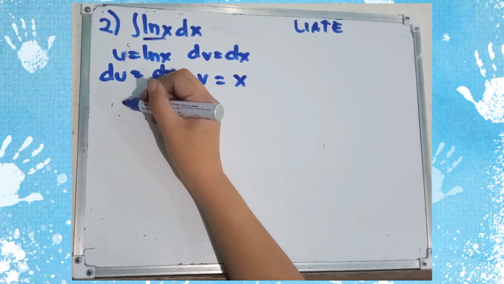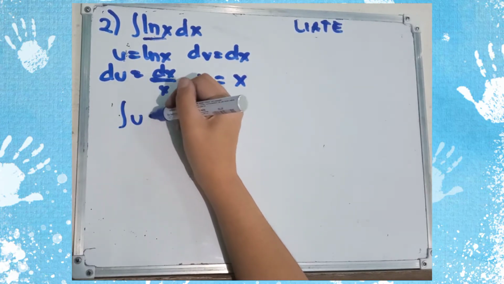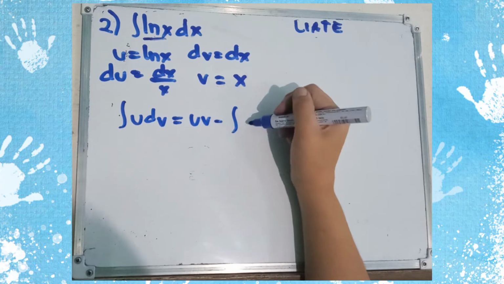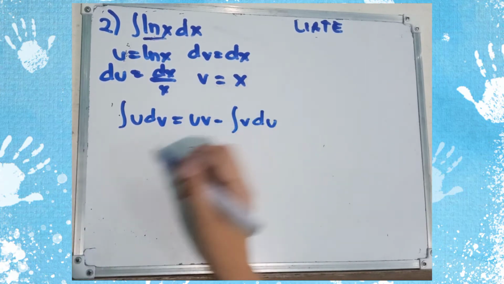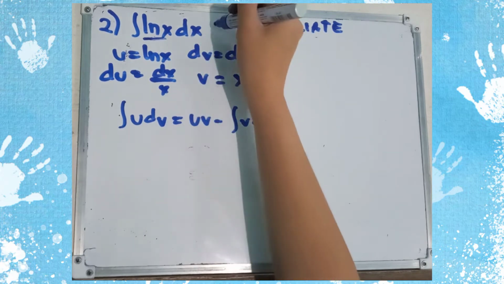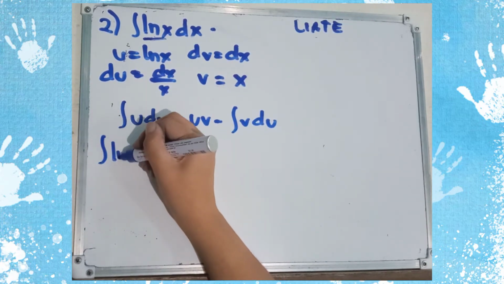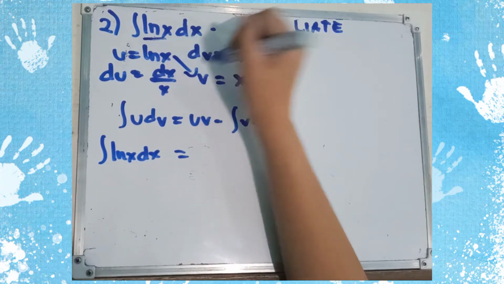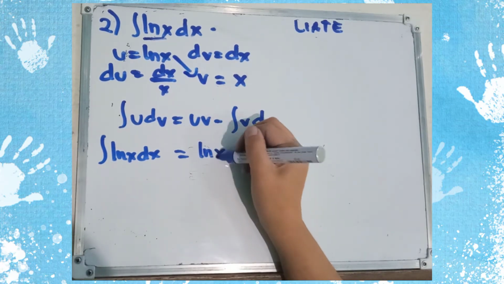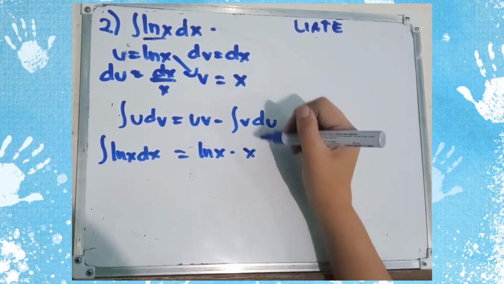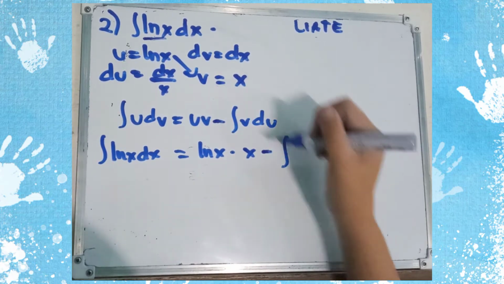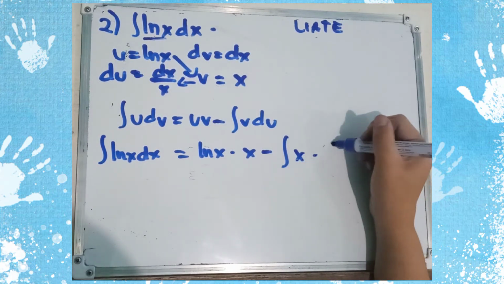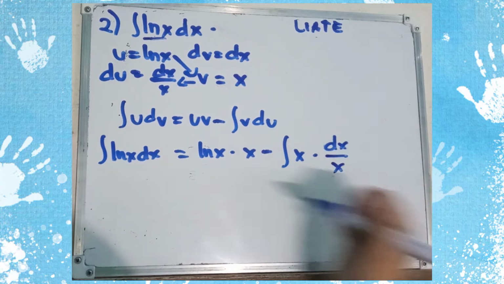Now recalling the formula for integration by parts, the integral of u dv is equal to uv minus the integral of v du. So substituting, the integral of ln x dx is equal to uv, so that's ln x times x, minus the integral of v du, so that's x times dx over x.